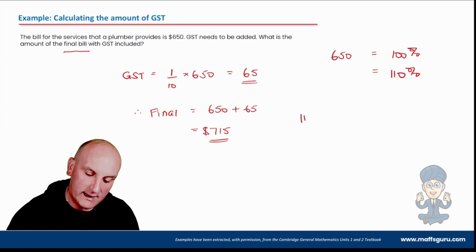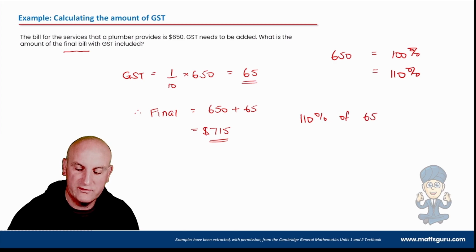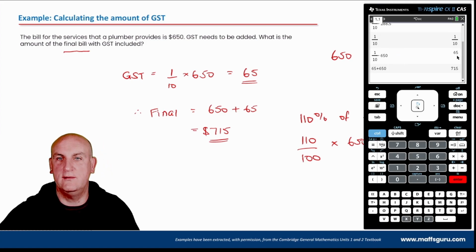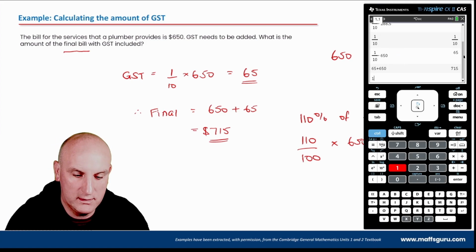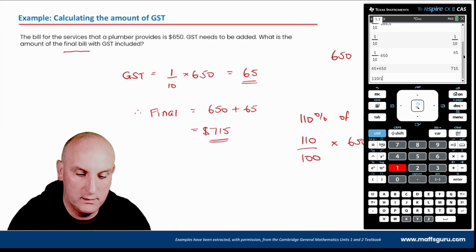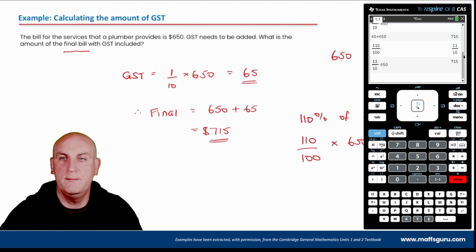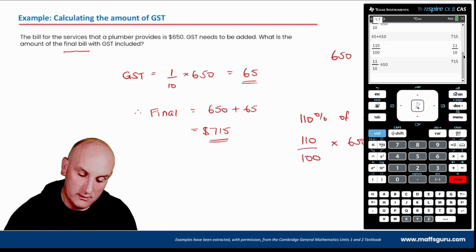So 110% of what I started with, which is 650. Well, I know that 110% is 110 divided by 100, and of is times 650. Let's fire up my calculator again. Let's see, 110 divided by 100. I'm going to times that by 650, and lo and behold, out comes $715.